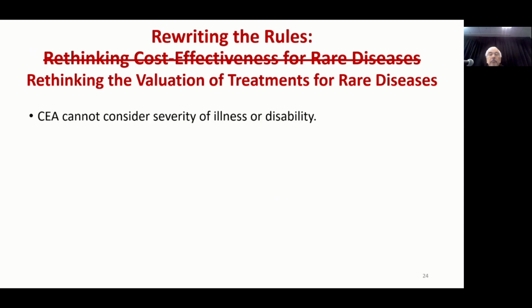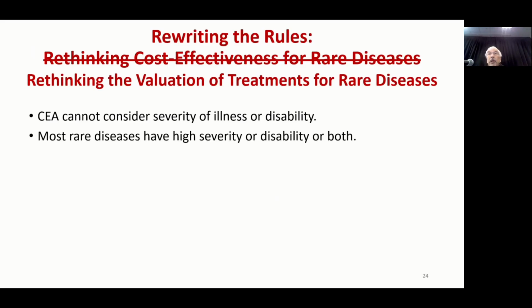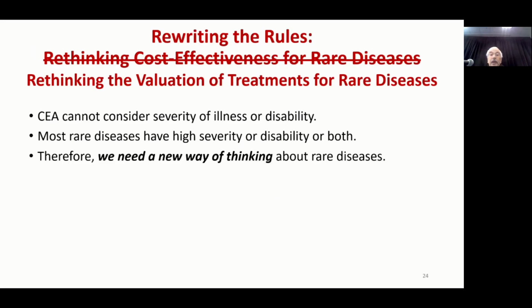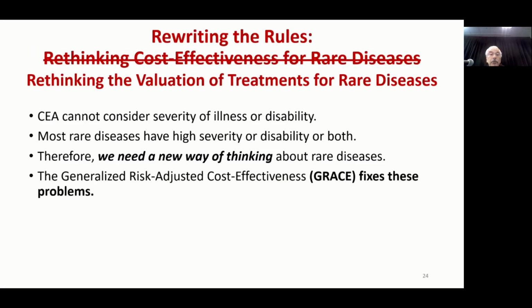And I draw that distinction because cost effectiveness analysis cannot really consider at all the consequences of severity of illness or disability. And most rare diseases have high severity or disability or both. Because of that, we need a new way of thinking about rare diseases, I will suggest to you. I'm going to propose that we use the Generalized Risk-Adjusted Cost-Effectiveness Model. GRACE is the acronym. That comes from my co-author, Darius Lakdawala at USC. I call it a graceful way of thinking.